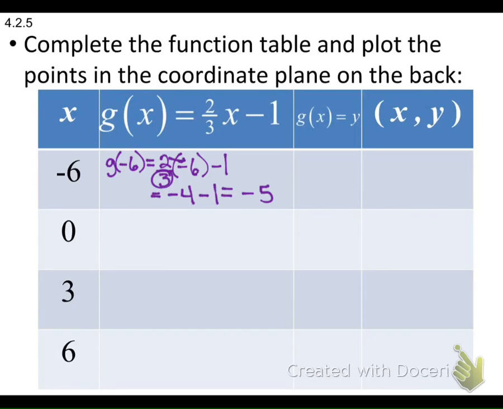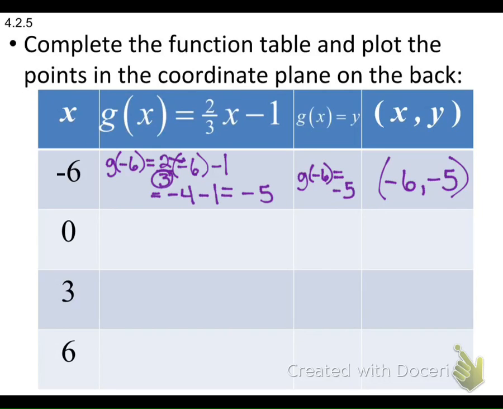But because it's written as g of x, or the function of x, we can't just put negative 5 here. We have to put something in front of it. What do I put first? G of negative 6 equals negative 5. Good. Then when we go to write our ordered pairs, we just write that normal. So what's my x value? Negative 6. And what's my y value? Negative 5. There we go.